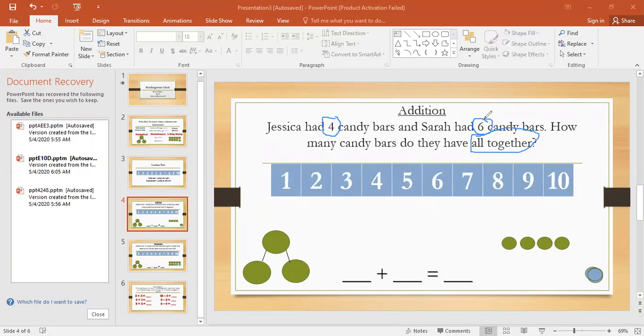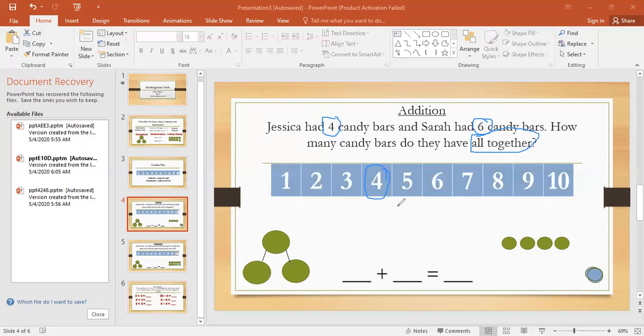All right, please tell me, what is the first thing I am going to do? Good, I am going to look at this number 4 and find the number 4 on my number path. Count with me until we get to the number 4. When I get to the number 4, yell stop. 1, 2, 3, 4. Stop. Yep, we're at the number 4. I'm going to circle the number 4 because that's our first number. Okay, please tell me what the second thing I need to do is. Good, I need to jump 6 spots because Sarah had 6 candy bars.